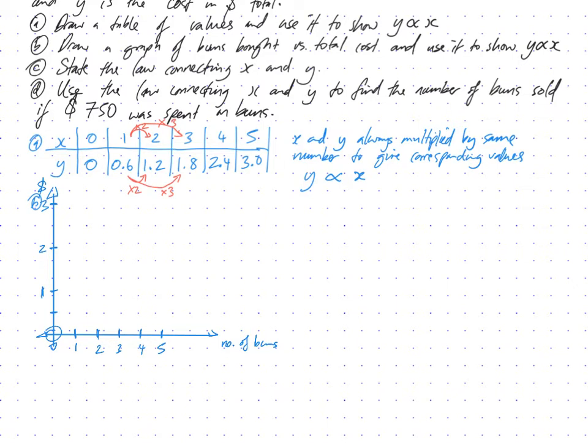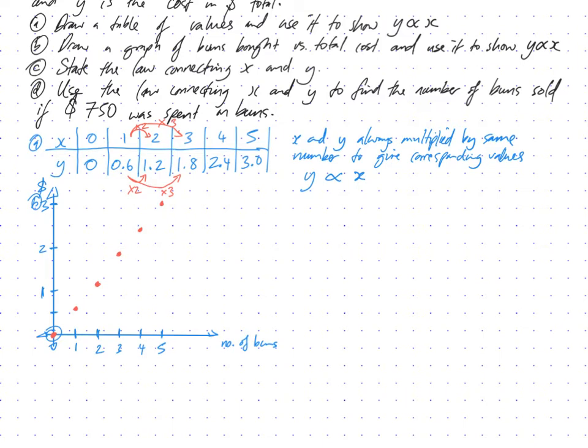So when I sold 0 buns, I made 0 money, or if I bought 0 buns, it cost 0. If I bought 1 bun, then it costs 0.6, so 0.5 is here, 0.6 is going to be around here. 2 buns, 1.2. 3 buns, 1.8. 4 buns, 2.4. 5 buns, 3. Alright, so you can see that forms a straight line, just a little wonky because of my inaccuracy on the screen.